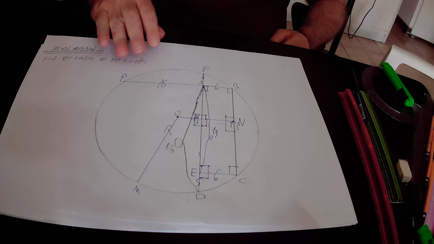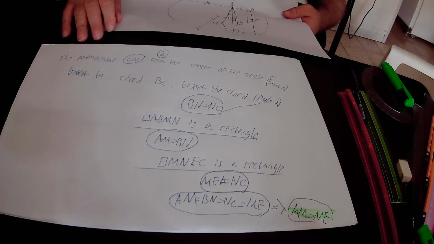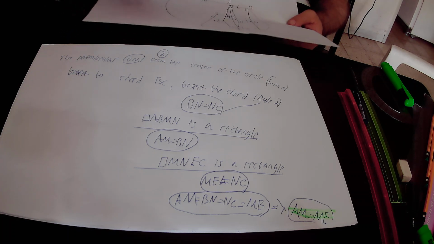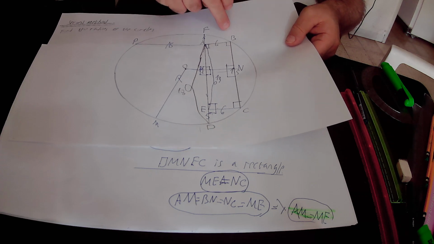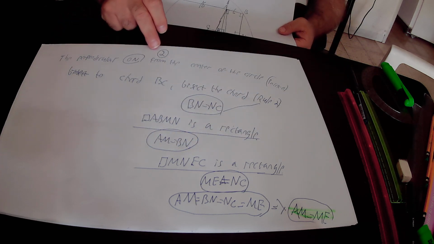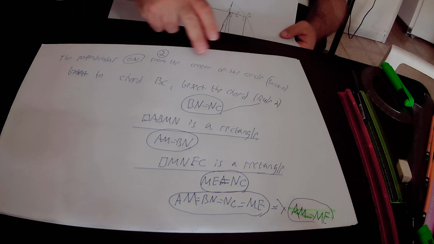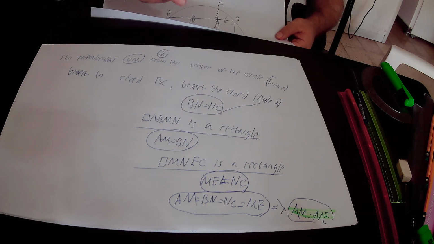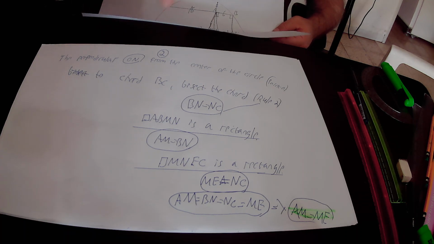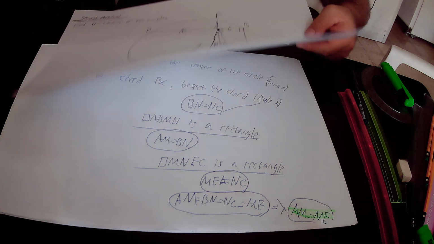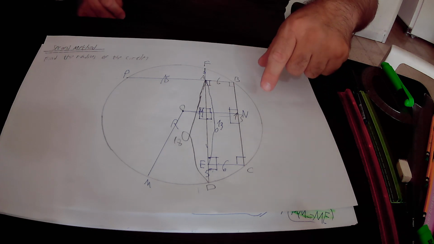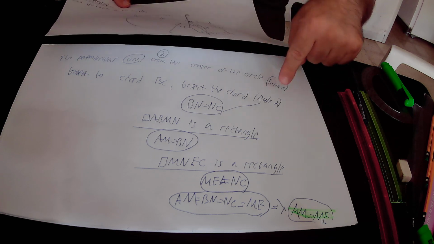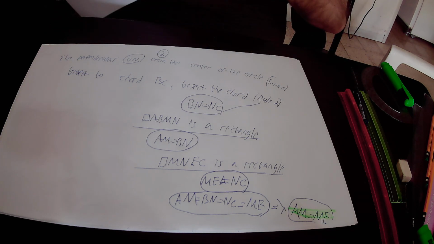I repeat again. In our original drawing, we have the perpendicular ON towards chord BC, from the center of the circle to chord BC, and therefore, according to rule number 2, the perpendicular ON bisects chord BC. That is to say BN equals NC. Here BN equals NC according to rule number 2.